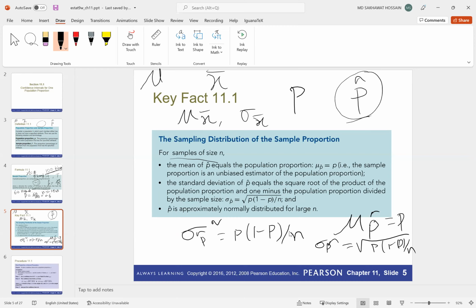Okay, so it is similar to the distribution of x bar. When n is large, p hat will be approximately normally distributed.